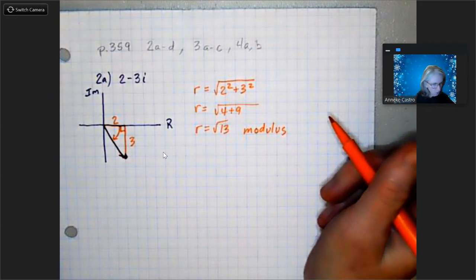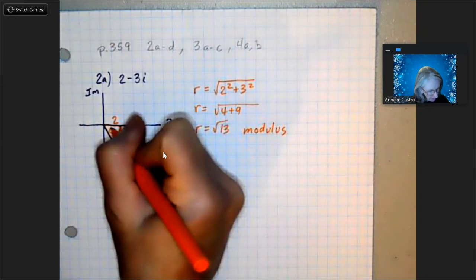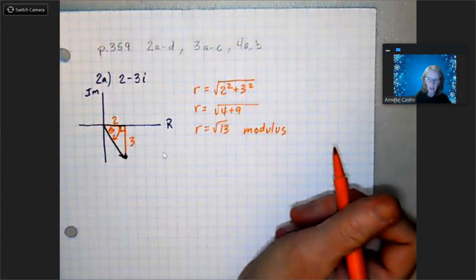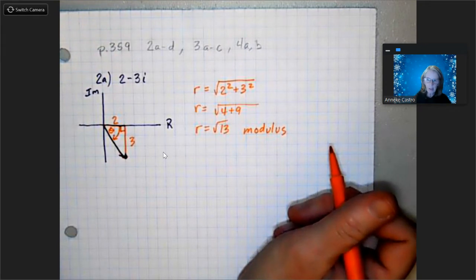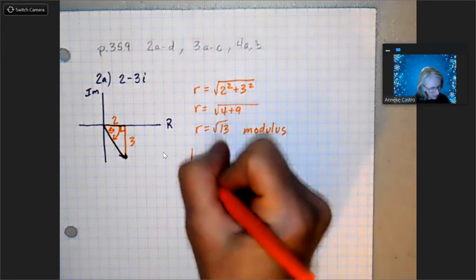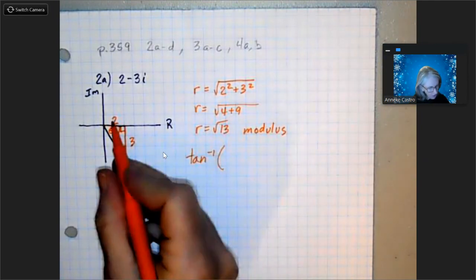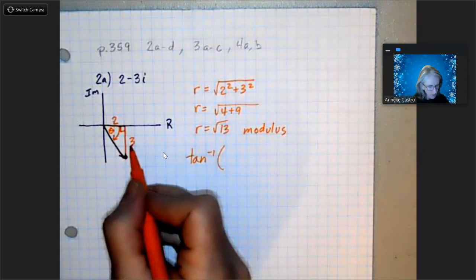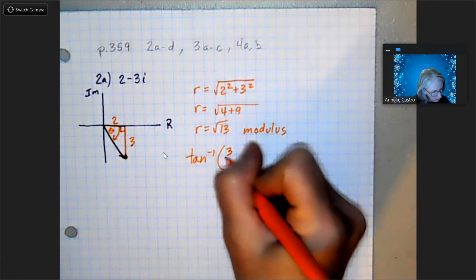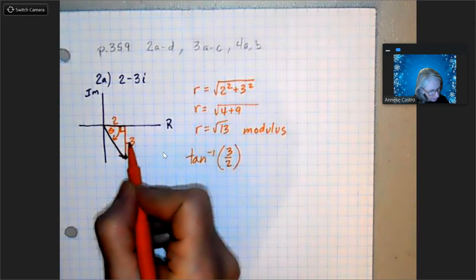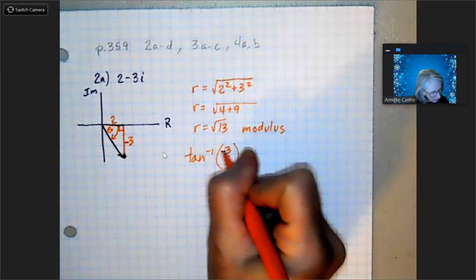Okay, and then the direction is going to be this angle right here. So the angle that is made with the positive x direction. So to do that, I'm going to use the inverse tangent function. So tangent -1 of opposite over adjacent. So opposite over adjacent, 3 over 2. And notice, actually, I should have said that's -3. I'm going to make it a -3.